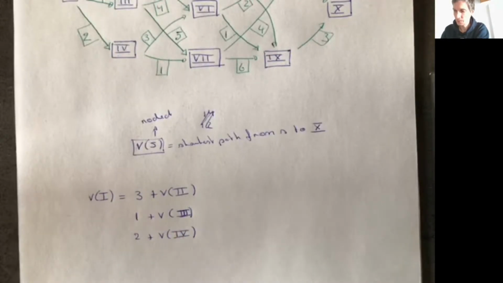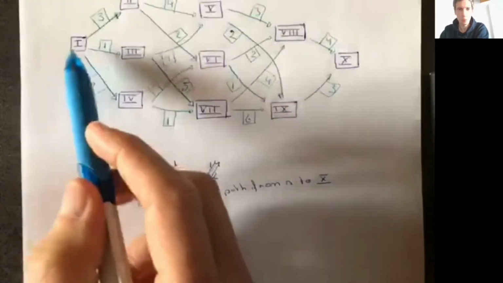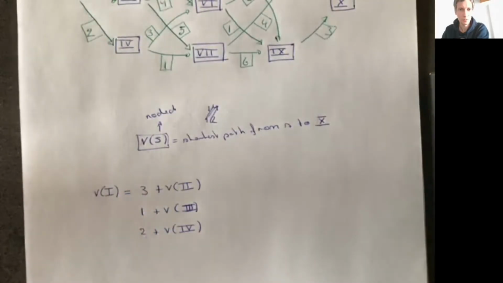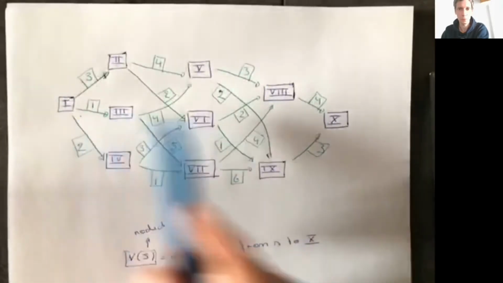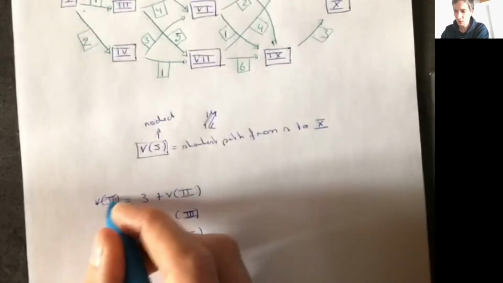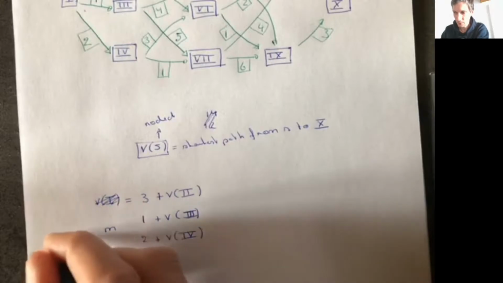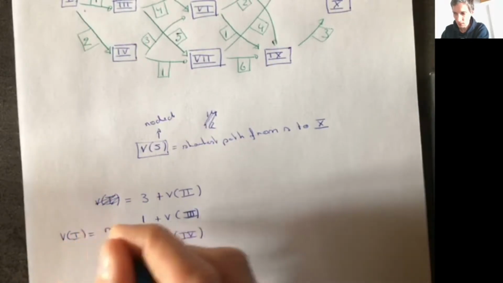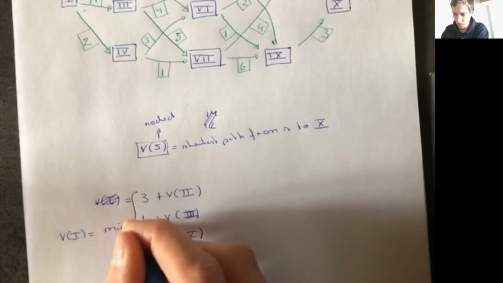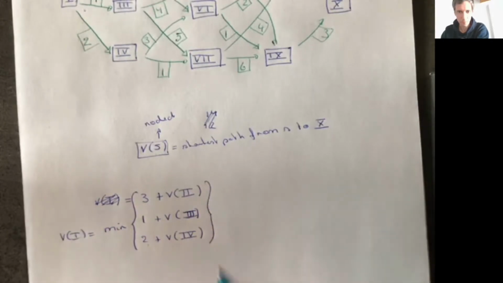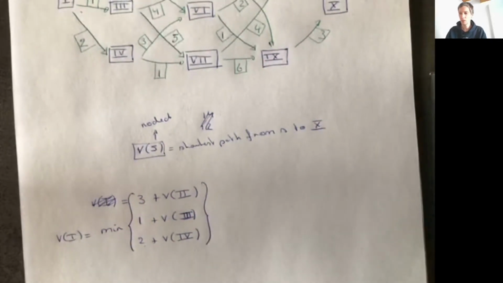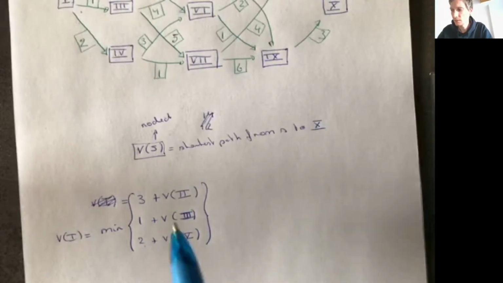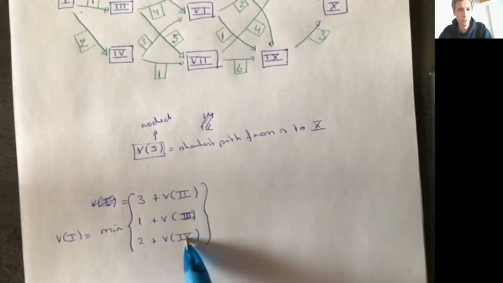So if I'm at node 1, I can do 3 things. These are my 3 options. What's the best thing to do? Well, the best thing to do is take the minimum of these 3, because this is going to minimize the cost of going from 1 to 10. So I have that V1 is equal to the minimum of these 3 things. Of course, we can't really take the minimum because we don't know the values of these 3 V's.